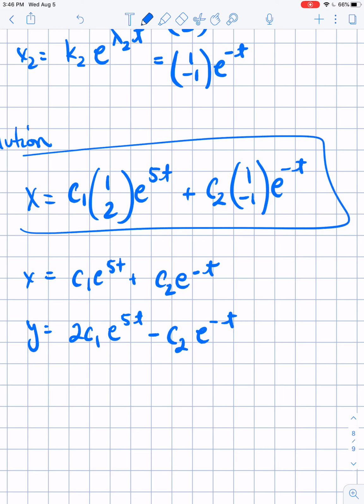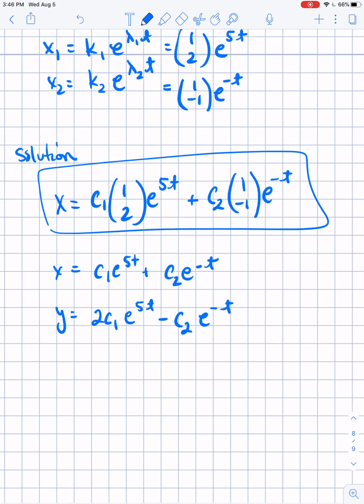But again, you could just leave it like that, how you see it. All right? And that's A2, and that's it. I think that should be enough.